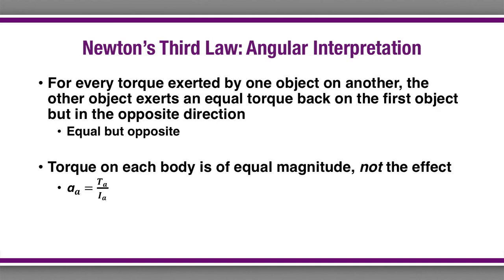And lastly, in interpreting Newton's third law in an angular concept, for every torque exerted by one object on another, the other object exerts an equal torque back on the first object, but in the opposite direction. So again, it's very similar to Newton's third law, equal and opposite. So the torque on each body is of equal magnitude, not effect. I think that was something that could have been a little bit confusing in the linear interpretation of these laws.